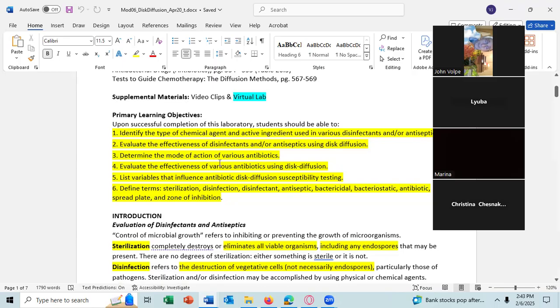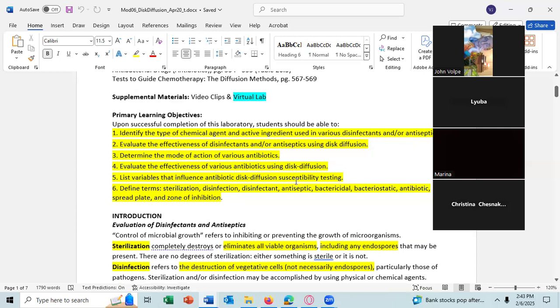Three, determine the mode of action of various antibiotics. Four, evaluate the effectiveness of various antibiotics using the disc diffusion method. Five, list variables that influence antibiotic disc diffusion susceptibility testing. That, once again, is the Kirby-Bauer disc diffusion method.